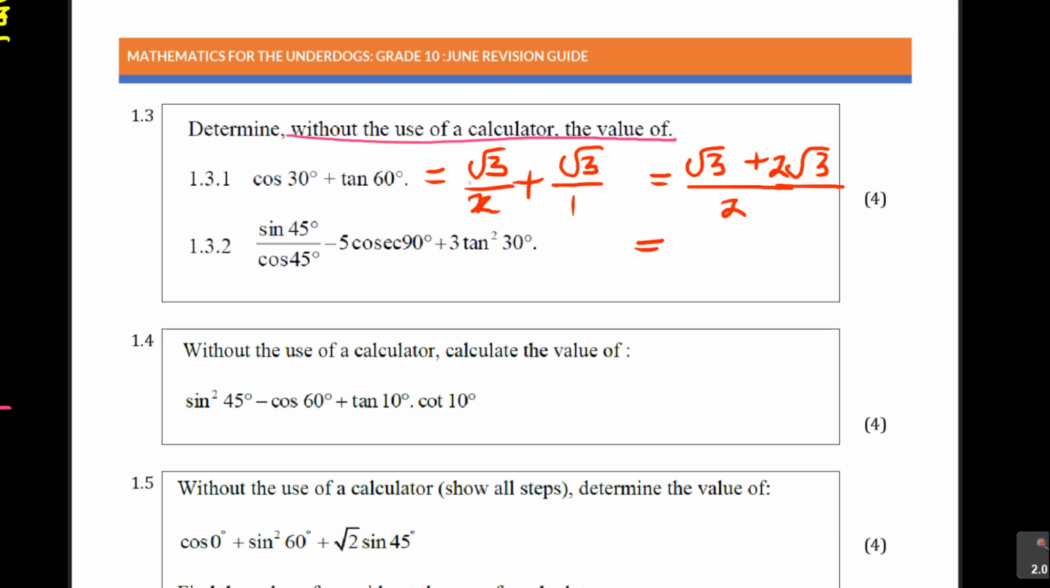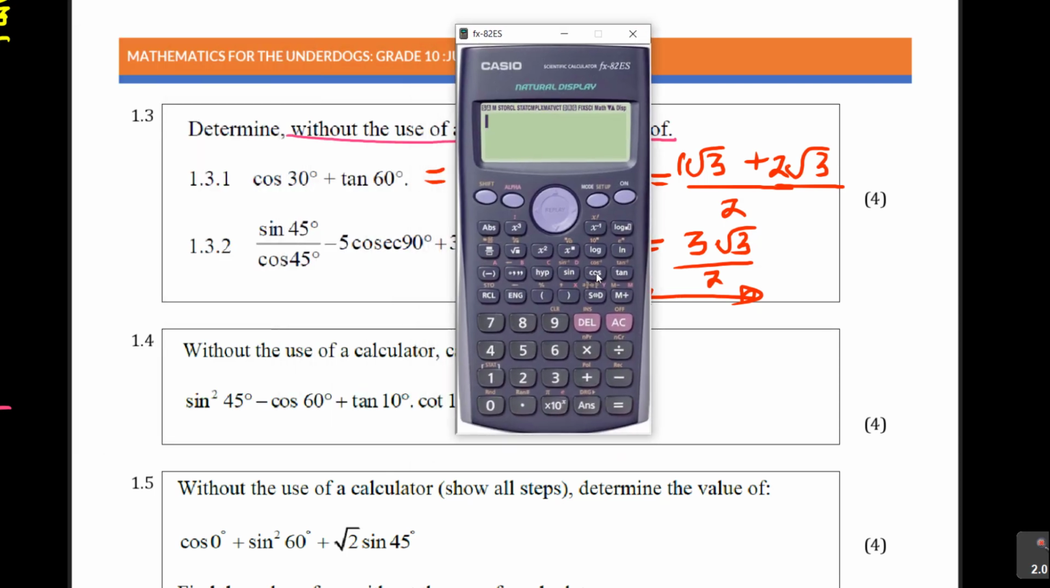Alright, then from there, that's addition of fractions. Root 3 plus 2 root 3, this is a 1, then 1 plus 2, it's 3 root 3 over 2. So then it's a matter of knowing how to apply the fractions. Then test it quickly with your calculator just to see if ever you did the right thing. So let me use a calculator here. So what do I have? Cos 30.